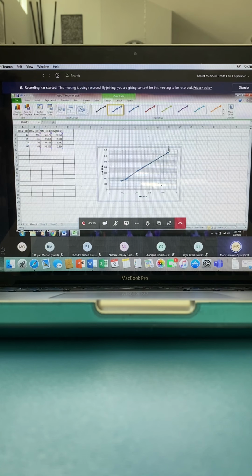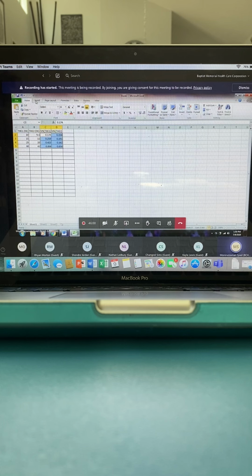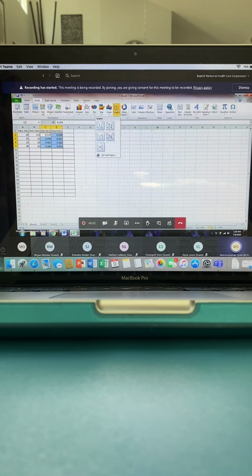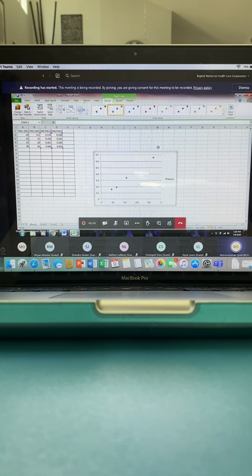So let's do it one more time. Insert, scattered, all right, let's do it with this one. All right, that should be better. Okay, so this is basically your data, okay? So you are getting a straight line, right?